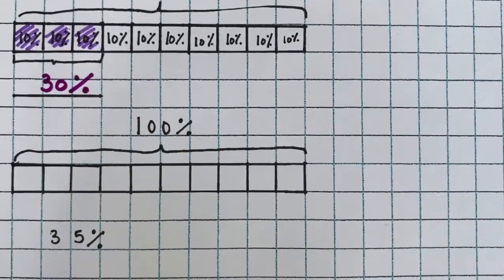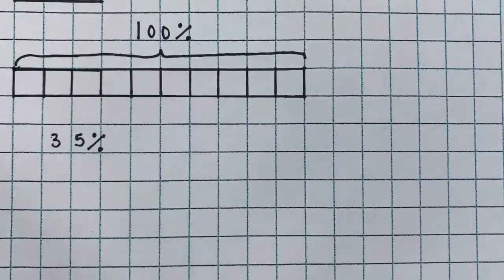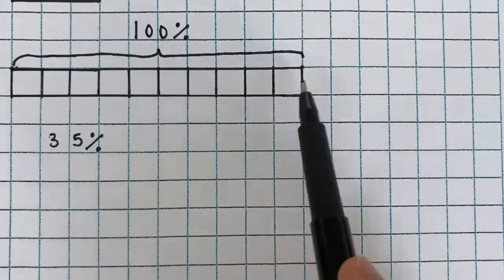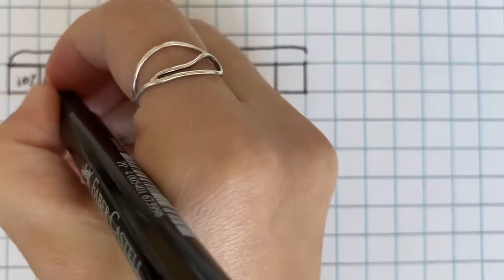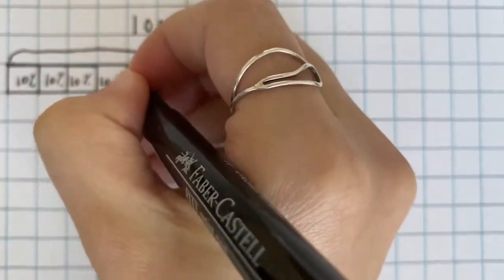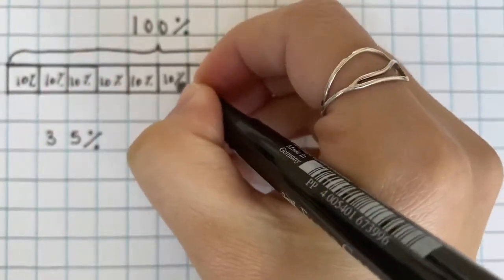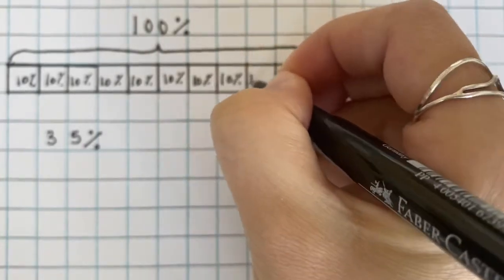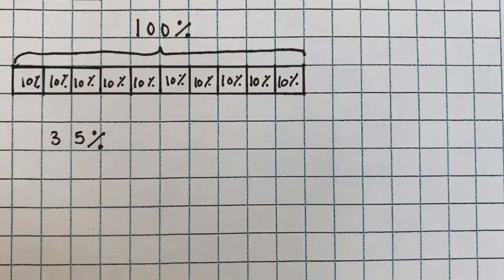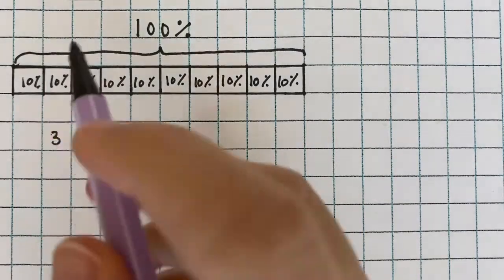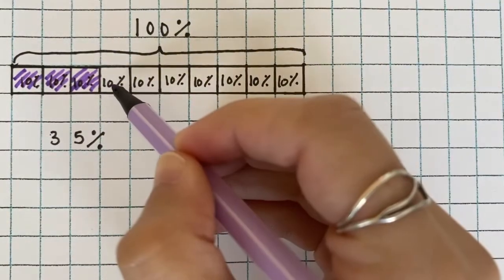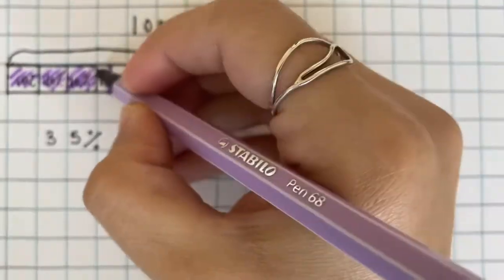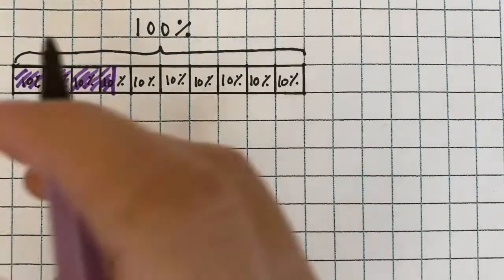Now we need to shade in 35% of the bar model. Again, you've got 10 equal parts. So like before, we know that each one of those equals 10%. Okay, now let's find the 35%. So they've got 10, 20, 30. You can't shade in the whole because that would be 40, so we'd have to shade in a half. So there we have 35%.